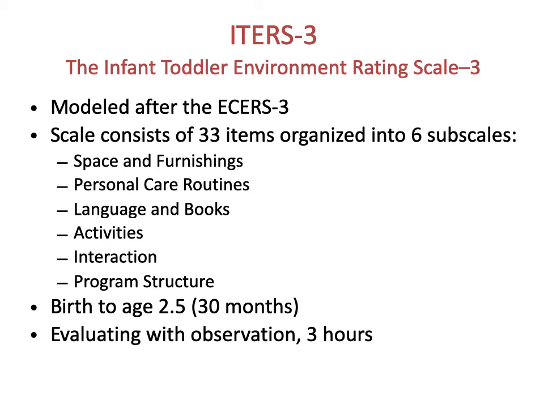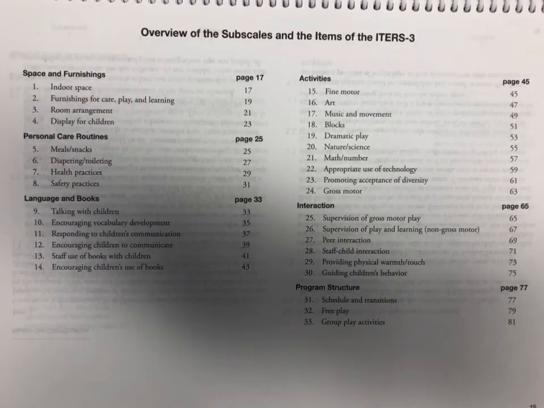This one takes longer than ECERS. They recommend that you have more than 3 hours of thorough observation to fill out this rating scale. So this is the table of contents. You see there are 6 categories and 33 items.